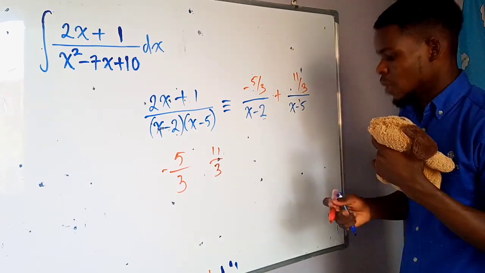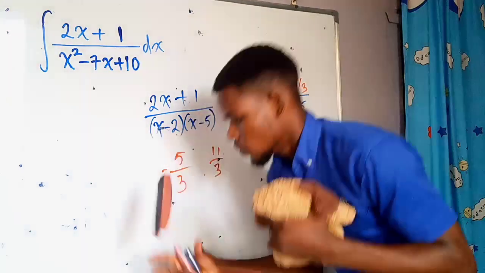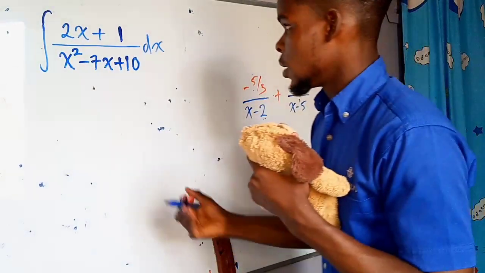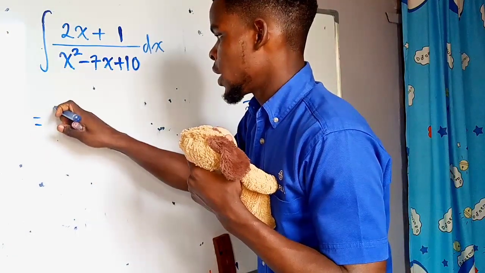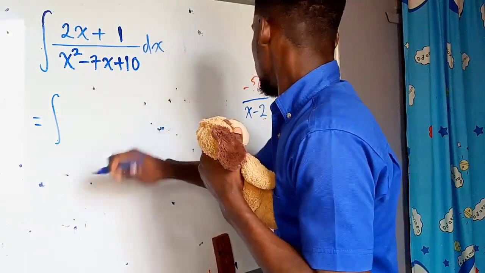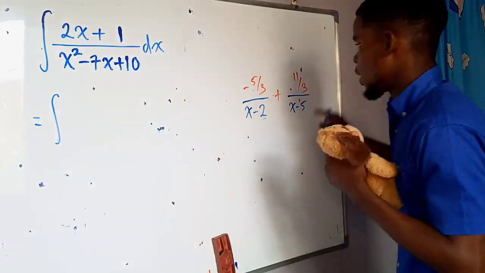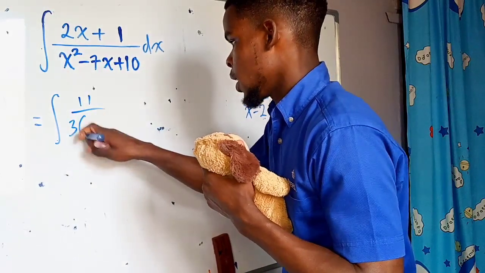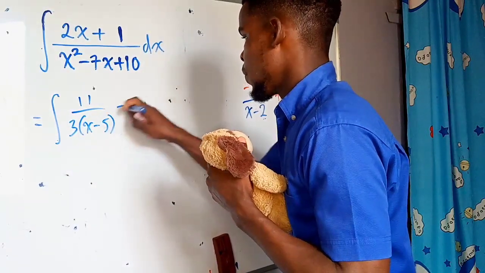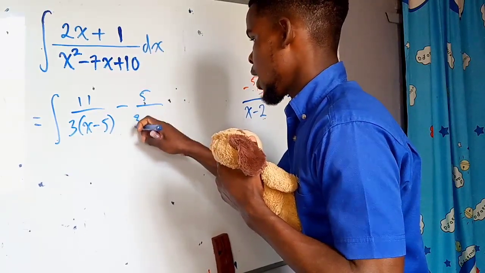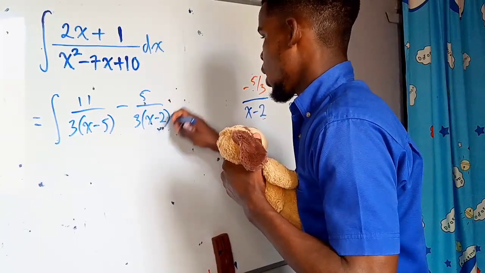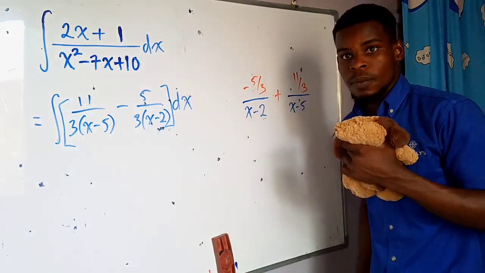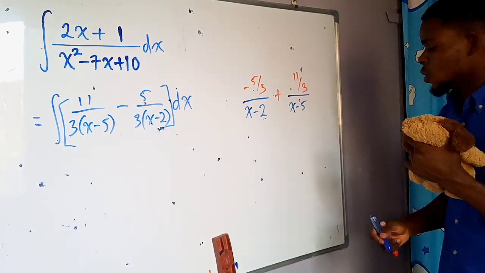Alright, great. Let's rewrite our integrand with its decomposed form. We can rewrite it as 11 over 3 times (x − 5), then minus 5 over 3 times (x − 2), and then we are doing that with respect to the x variable. Okay, very nice. As you can see, that's exactly what I put down there.